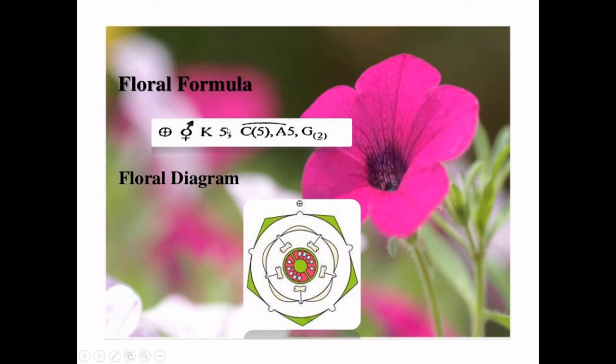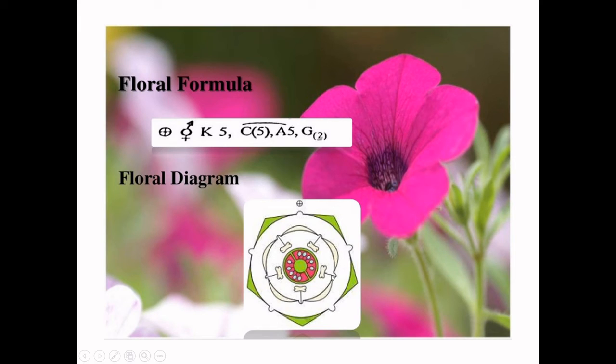My dear students, I am going to read again: bracteate or ebracteate, actinomorphic, bisexual, calyx, sepals 5, corolla, petals 5, united, androecium, number of stamens 5, they are epipetalous. Gynoecium, number of carpels 2, syncarpous, superior. And on the basis of the floral formula, we can draw the floral diagram.